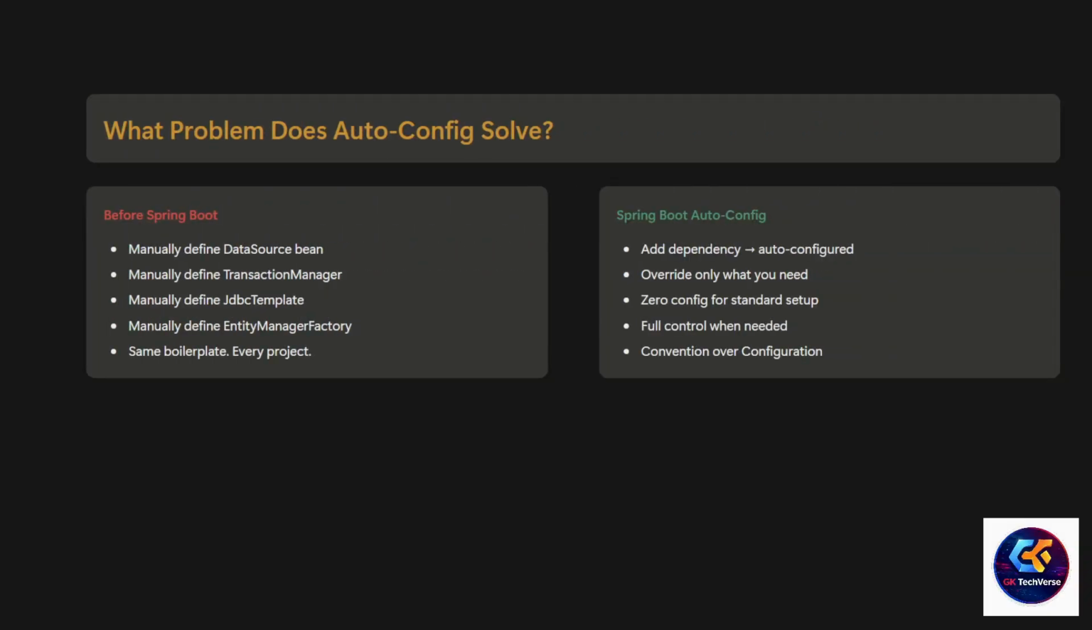To understand auto configuration, you need to feel the pain it replaced. Before Spring Boot, every project needed this same boilerplate code, which is creating a data source bean, transaction manager bean, JDBC template, entity manager factory, dispatcher servlet, and Jackson object mapper. So we manually created the beans in every single project. Now Spring Boot makes life easy with its auto configuration. It replaced all manually defined bean creation by using auto configuration.